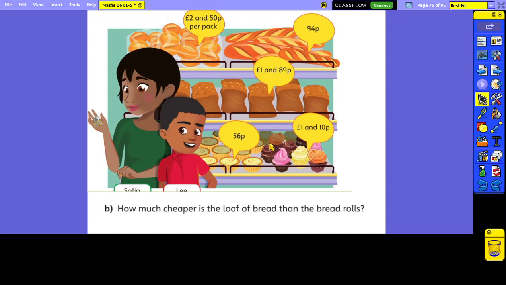Now I'm being asked to find out how much cheaper is the loaf of bread than the bread rolls. So how much is a loaf of bread? How much are the bread rolls? Can you find the information? Can you see if you can have a go at finding out what the difference is? Remember, we are subtracting, but what are you going to take away from what? Which number will go first? Which number will be taken away? See if you can have a go before I show you the way in which I've worked it out. Off you go.